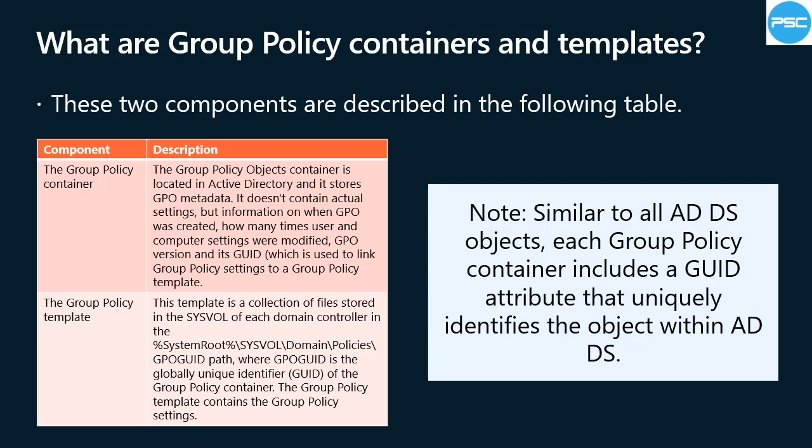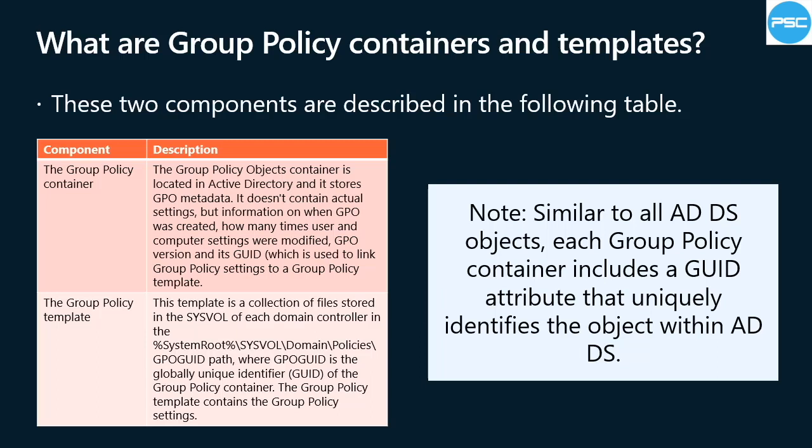The Group Policy Template is a collection of files stored in the SYSVOL of each domain controller in the %SystemRoot%\SYSVOL\domain\Policies\GPO GUID path, where GPO GUID is the globally unique identifier, GUID, of the Group Policy Container. The Group Policy Template contains the group policy settings. Similar to all AD DS objects, each Group Policy Container includes a GUID attribute that uniquely identifies the object within AD DS. When you change the settings of a GPO, the changes are saved to the SYSVOL share. By default, the domain controller that holds the PDC emulator operations master role is used. Changes made are then replicated to other domain controllers.